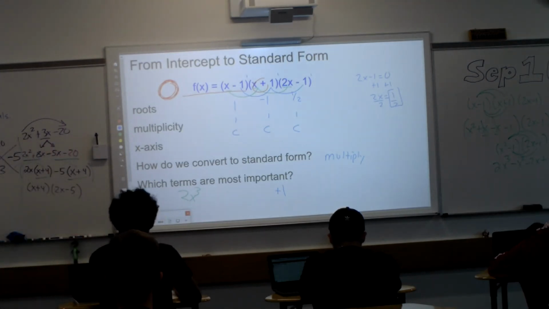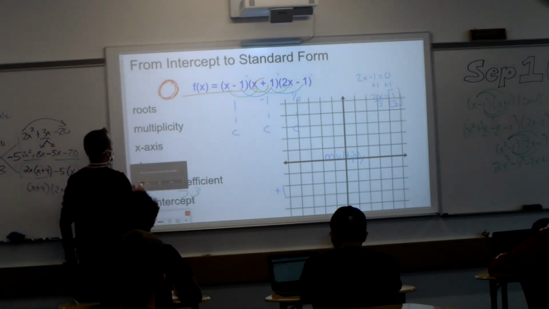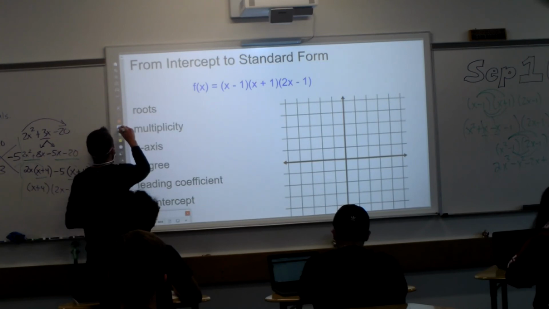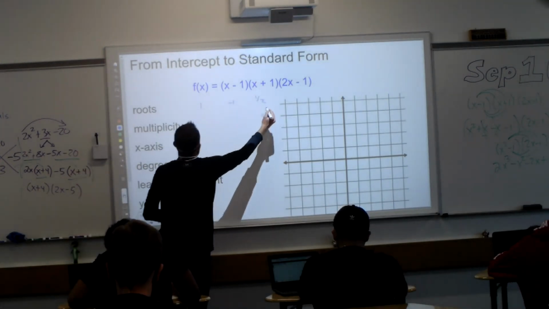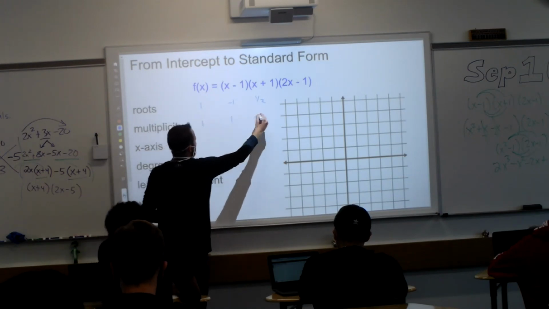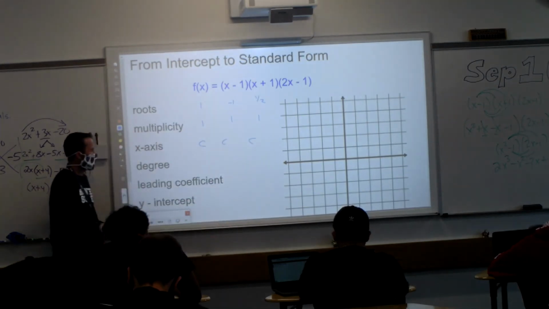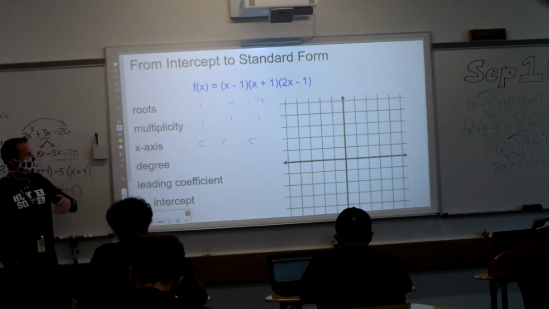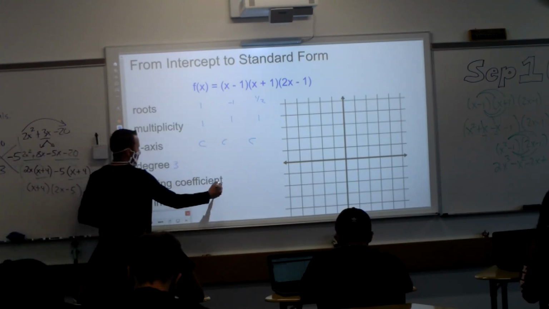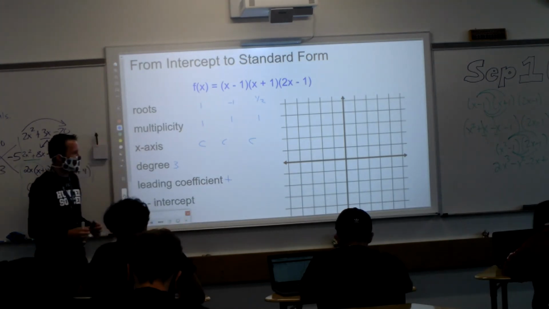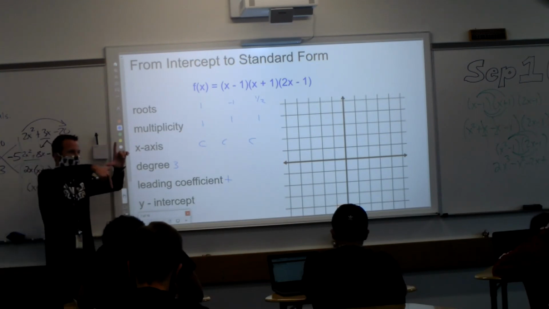Now, let's go and graph this thing now that we've got the information that we need. What were the roots? Well, we already wrote that down on the other page. That was 1, negative 1, and 1/2. They were all used once, so what's going to happen in all of those? They all cross. When we multiplied it out, we got 2x cubed. Degree was 3, the leading coefficient is positive. So what shape will that make if 2x cubed is our first term? That's an S curve.